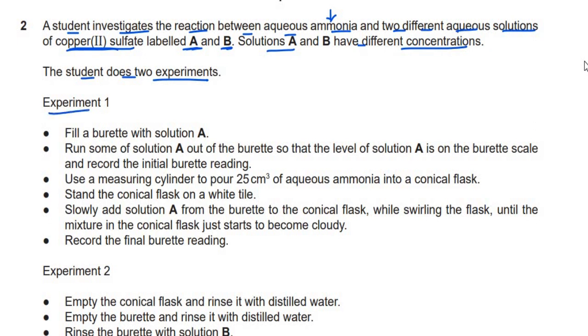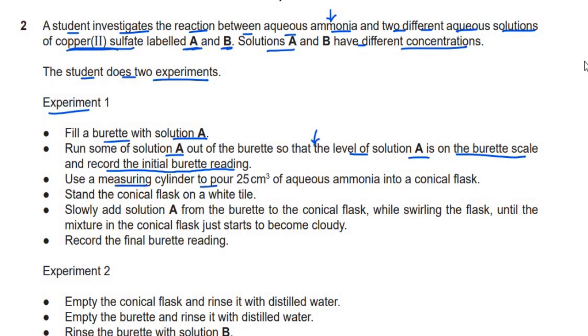Now starting with experiment 1, it says fill the burette with solution A. Run some of solution A out of the burette so that the level of solution A is on the burette scale, and record the initial reading. What we are doing is leveling the solution A in the burette so that it is exactly at some mark. It can be 0, or some other mark on the graduations shown on the burette. It can be anything, but it should touch exactly some level. Record the initial burette reading.